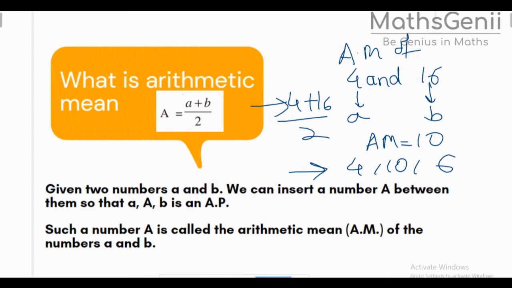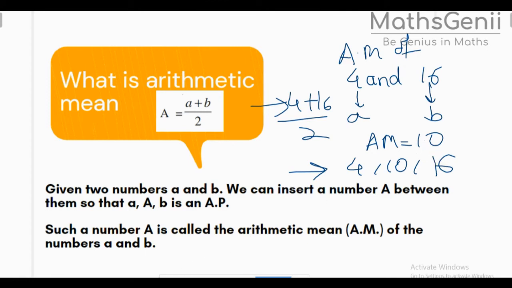Now let's go to the theory. Given two numbers A and B, we can insert a number A between them. So this was your A, capital A, and can make it into an AP.